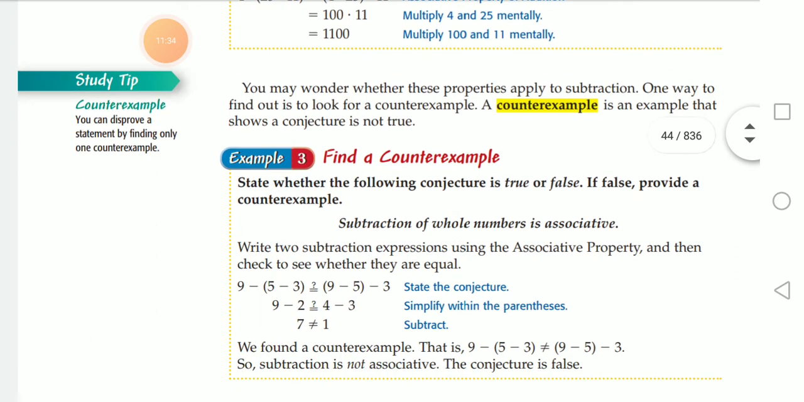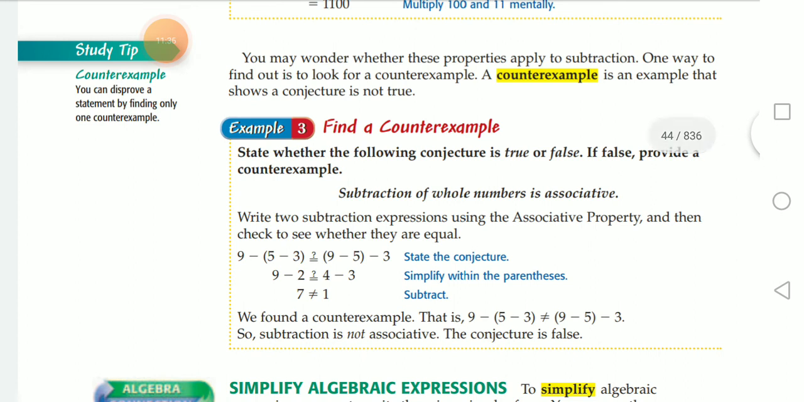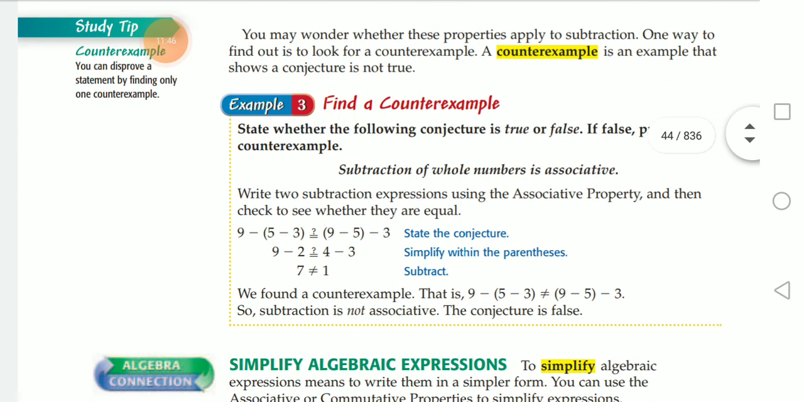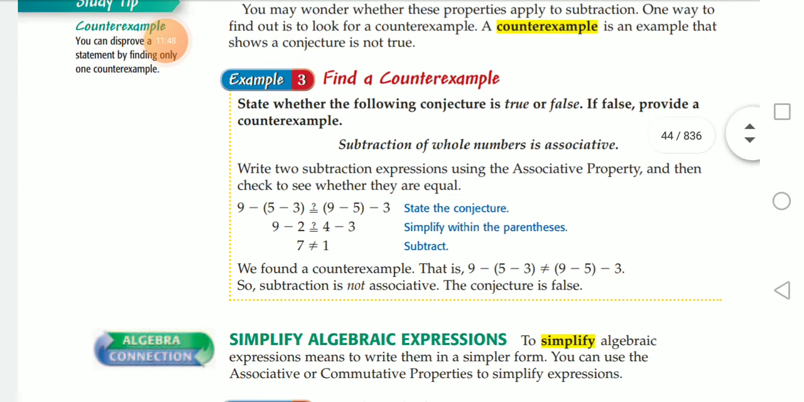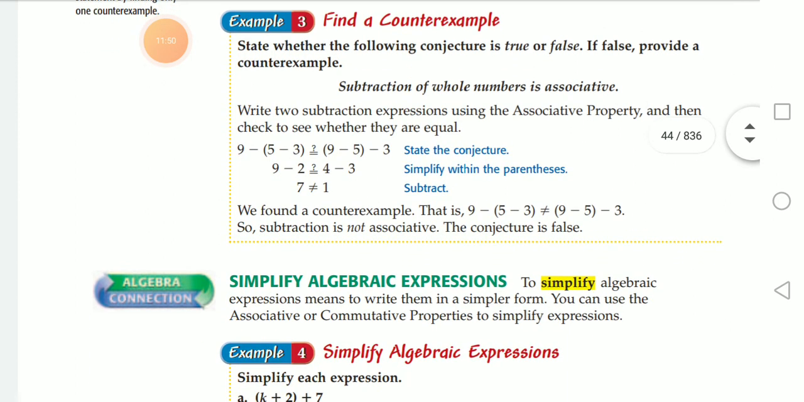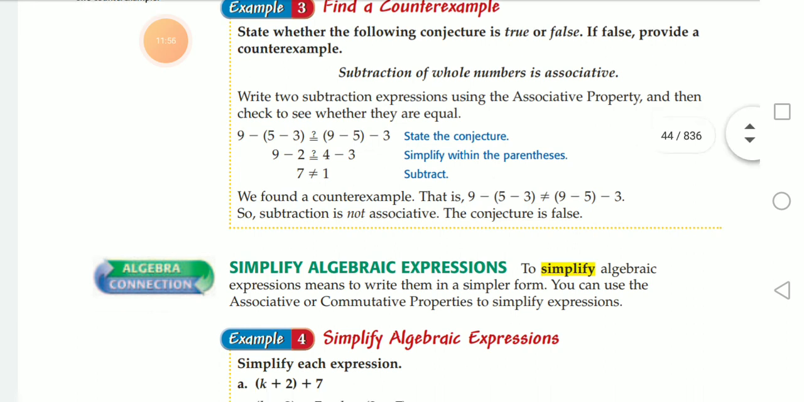Okay, now you may wonder whether these properties apply to subtraction. One way to find out is to look for a counterexample. A counterexample is an example that shows a conjecture is not true. So find a counterexample here. State whether the following conjecture is true or false. If false, provide a counterexample.